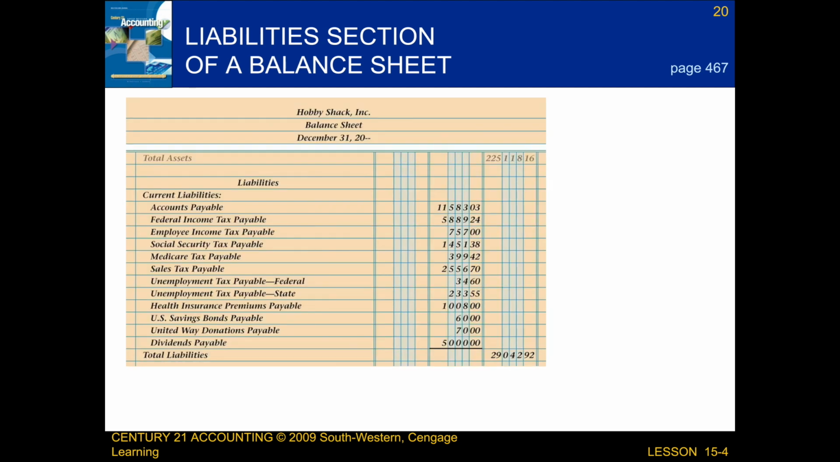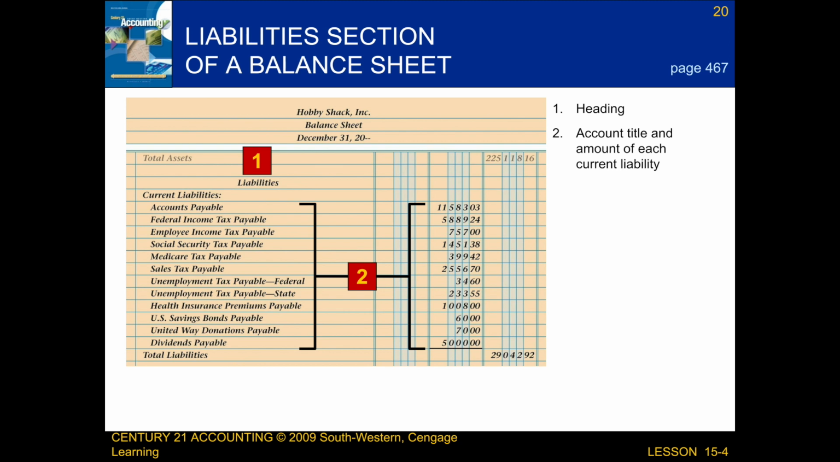Alright, next we're going to be talking about preparing the liabilities section of a balance sheet. So when we prepare the liabilities section of a balance sheet, there are a few steps that we follow when doing this process. First, we write the heading, which is liabilities. Next, we write the account title and also the amount of each current liability. And finally, we calculate the total liabilities.